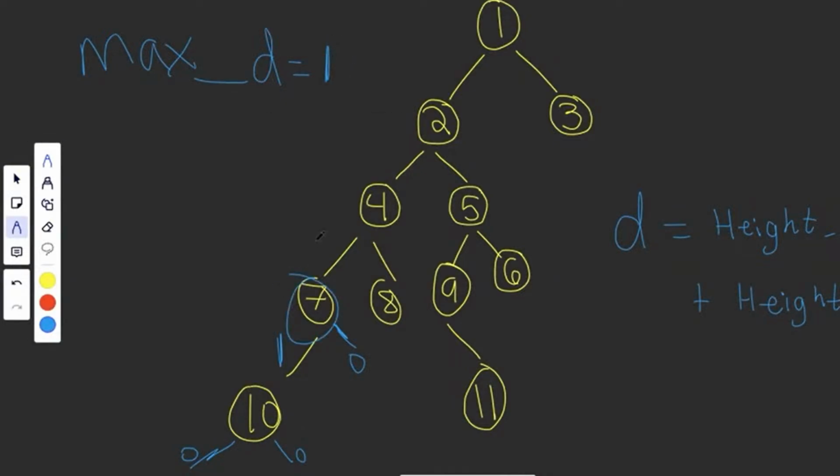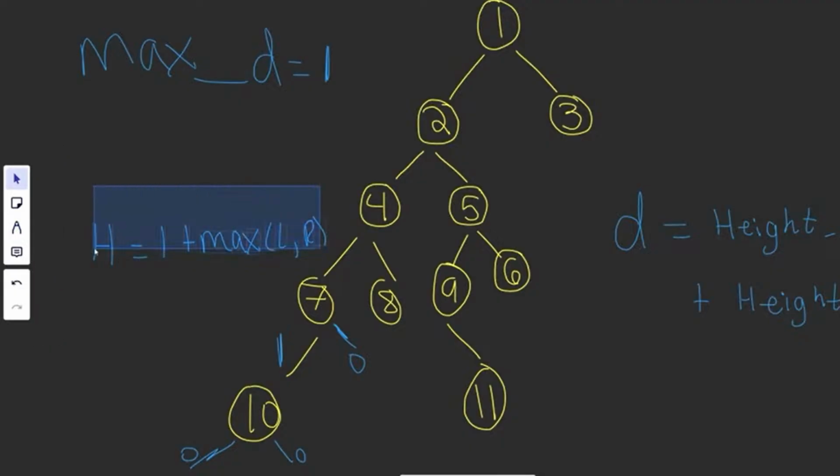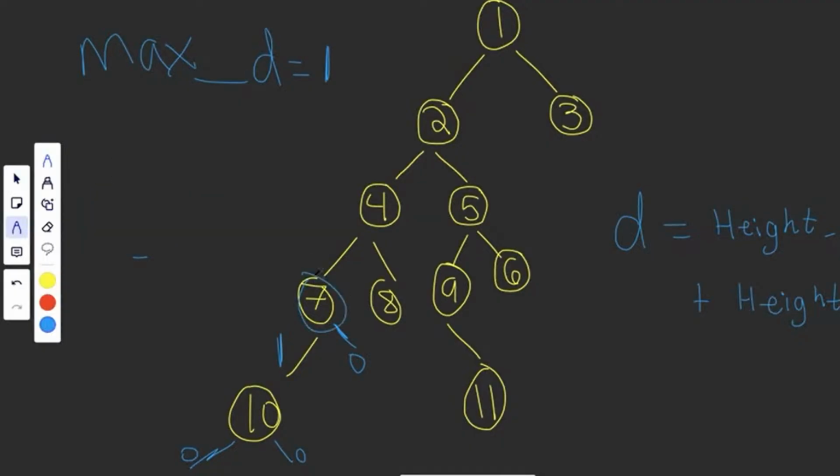This thing's height is going to be, well, if you remember the height formula, height is equal to 1 plus the max of the height of the left and the height of the right. Okay, that's how you get the height. And so this thing is going to be 1 plus the max of the left and the right. That is 1 plus 1. And so this thing's height is 2. So now this thing knows that its left height is 2. This thing's right height is 1. And so this thing is going to have a diameter of the left height plus the right height, which is 3. Okay, so if it has a diameter of 3, that actually updates our maximum.